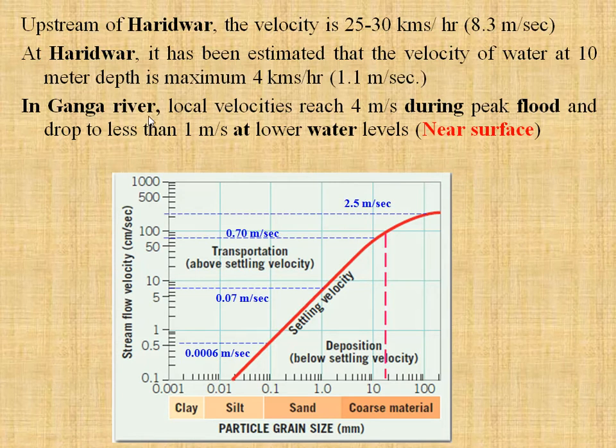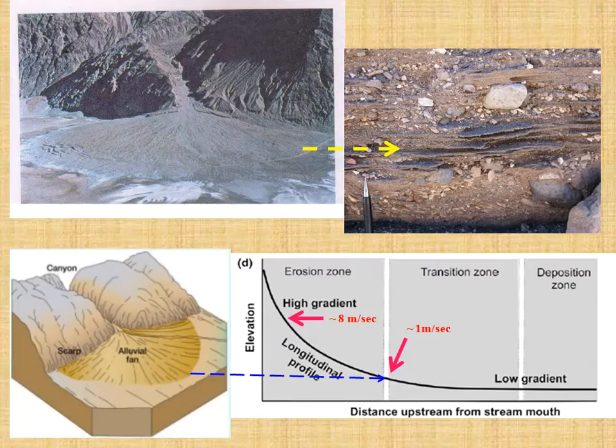Now, during the time of floods, the velocities reach 4 meters per second, and they drop down to 1 meter per second during the winters when the monsoons are not there. So depending on the change in the velocity, the size of the sediment being transported and deposited keeps on changing. So this is the alluvial fan, where we are now coming down from the hills.